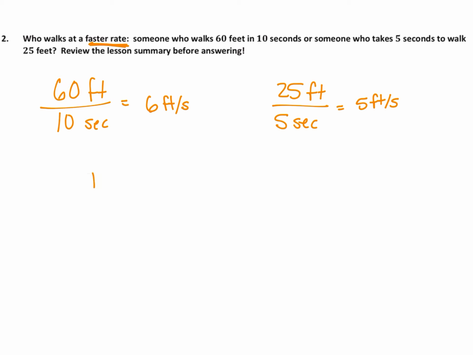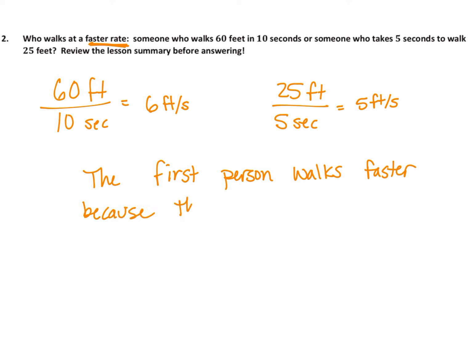So, the first person walks faster because they cover a larger distance in 1 second.